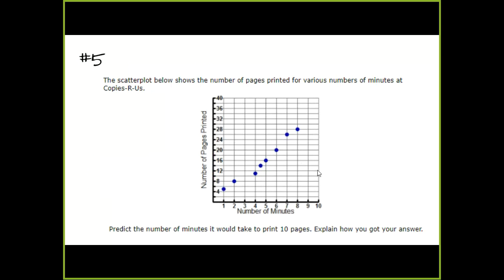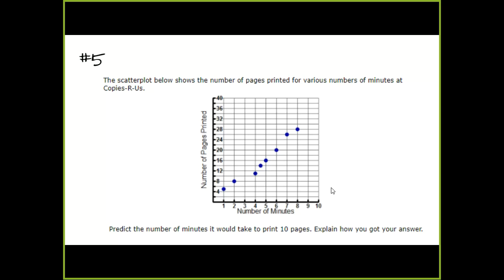All right, let's look at number 5. It says the scatter plot below shows the number of pages printed for various numbers of minutes at Copies R Us. Predict the number of minutes it would take to print 10 pages. Explain how you got your answer. All right, so which figure is given to us and what unit? Minutes and page numbers, like pages printed and number of pages.